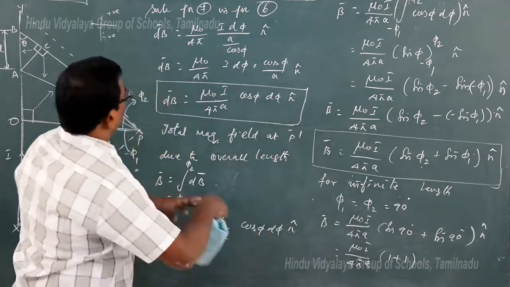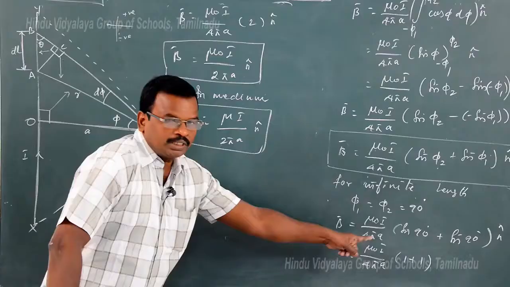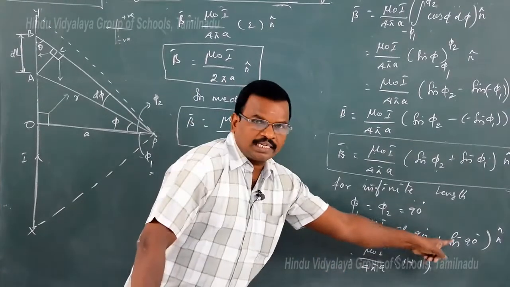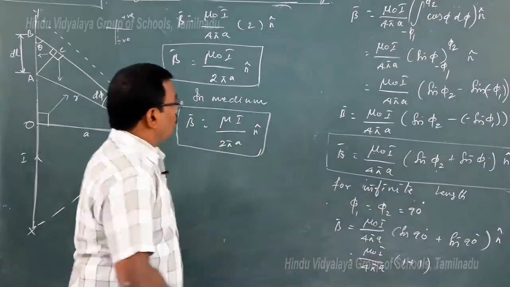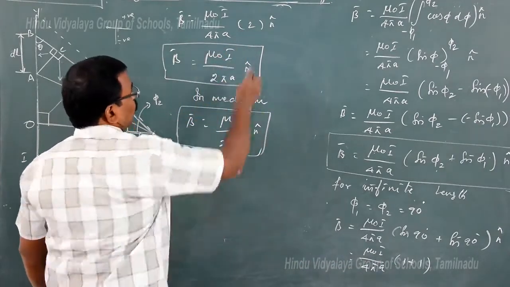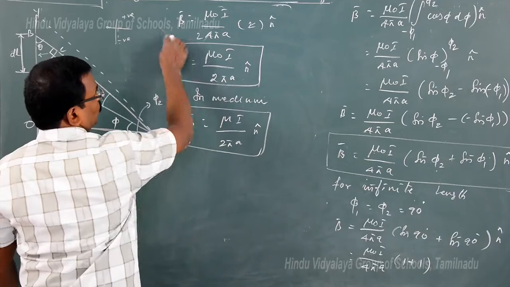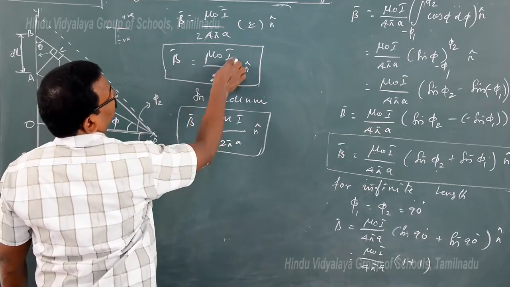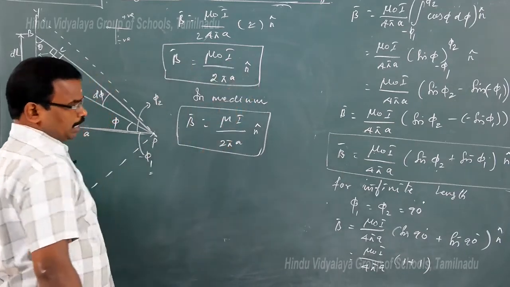1 plus 1 is equal to what? 2. Sin 90 value 1, another sin 90 value 1, plus, 1 plus 1 is equal to 2. We can write 2 and 4 getting cancelled. 2 2s are 4, here 2. So the remaining value, B vector is equal to mu naught I divided by 2 pi a into n cap.